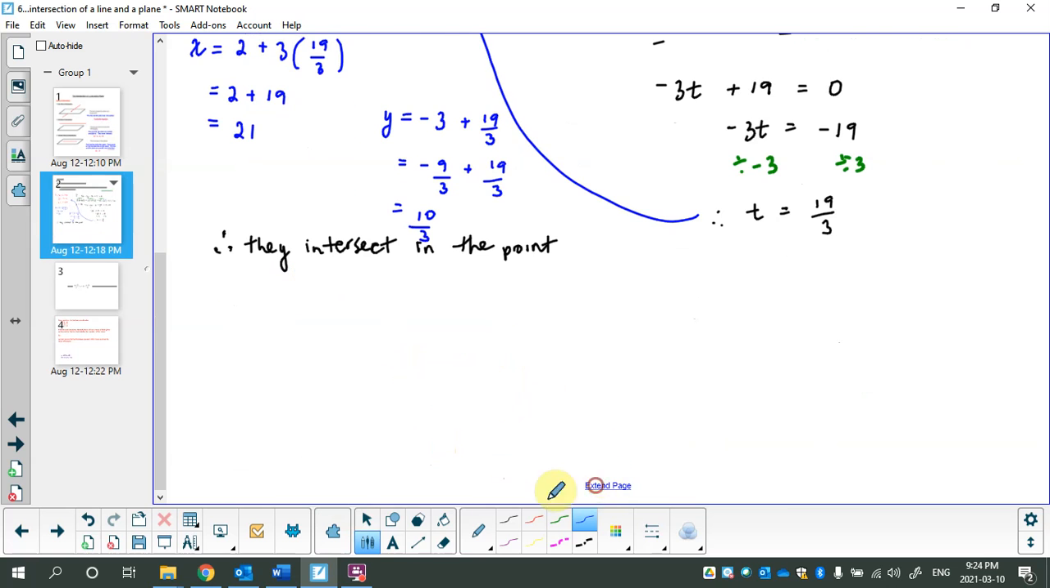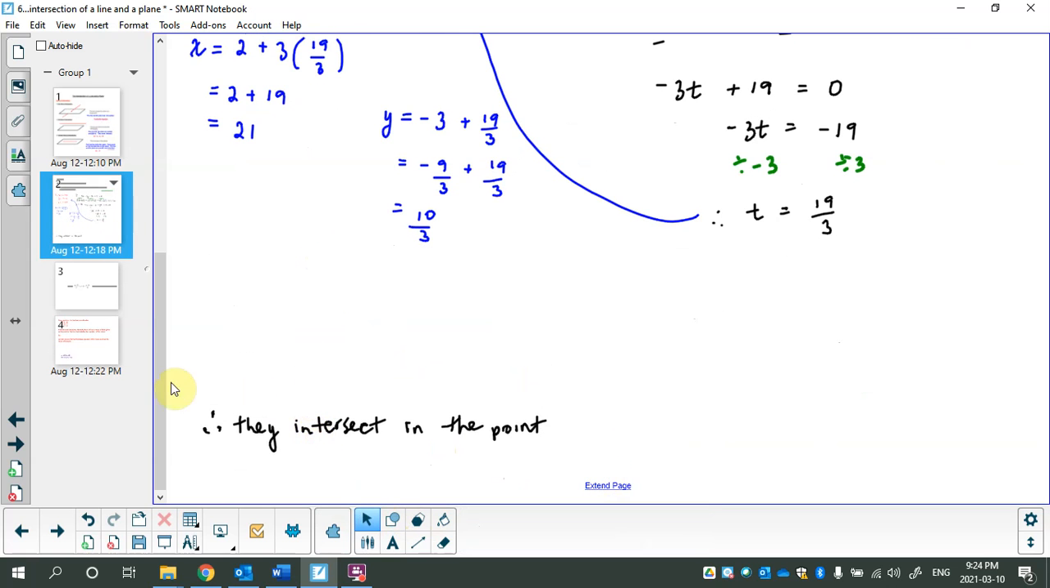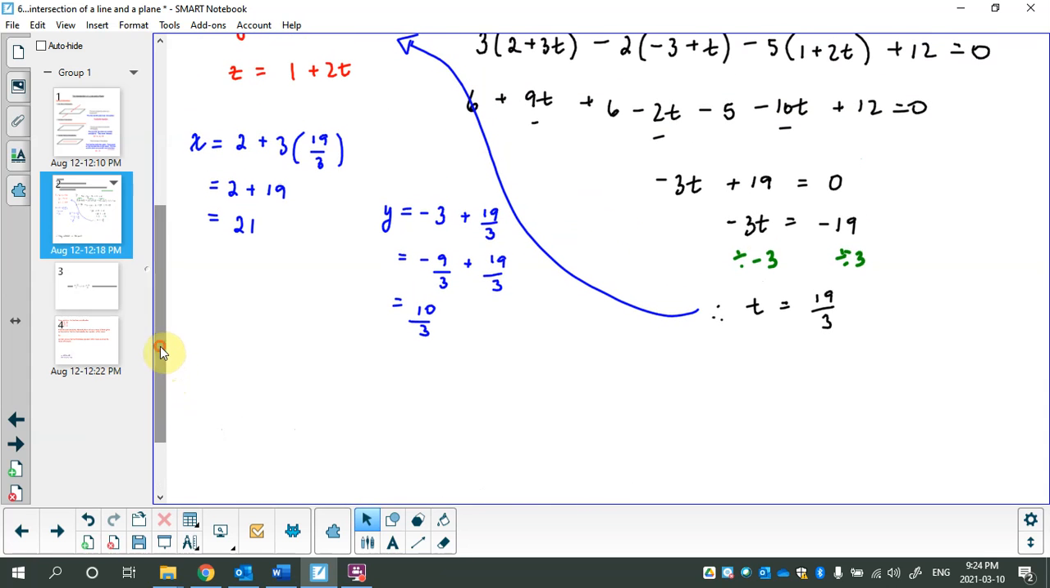And I have the luxury of doing this. So now I'm going to take the 19 over 3 and put it in for the z to get my final coordinate. So unfortunately, just because it is a point doesn't mean it's a nice point. It just means it's a point.